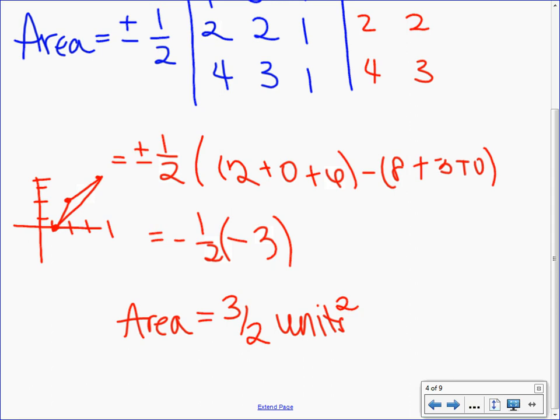Now, what would happen? Okay. We chose the minus, so we have a positive area. We can't have a negative area. All right. Now we talked about this a little bit before when we were talking about our reading assignment. What would happen if the area of my triangle came out to be 0? Our points would be collinear.